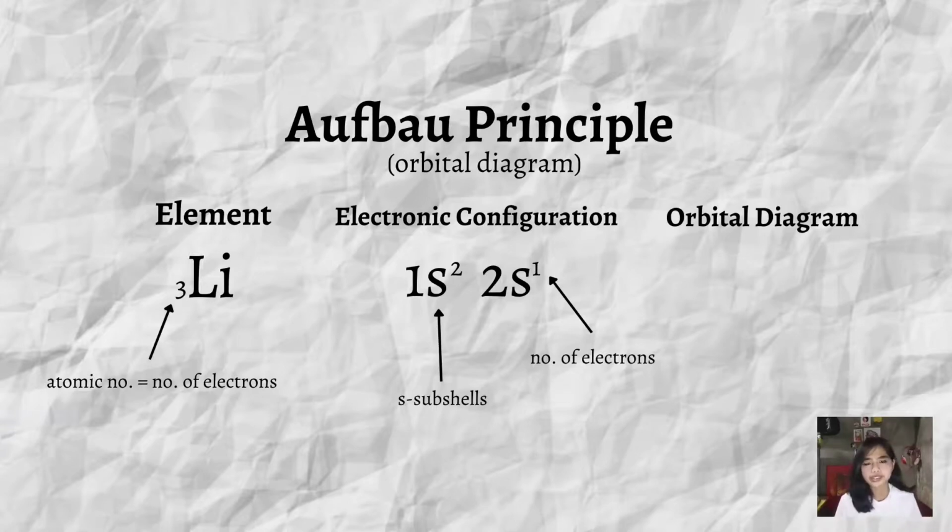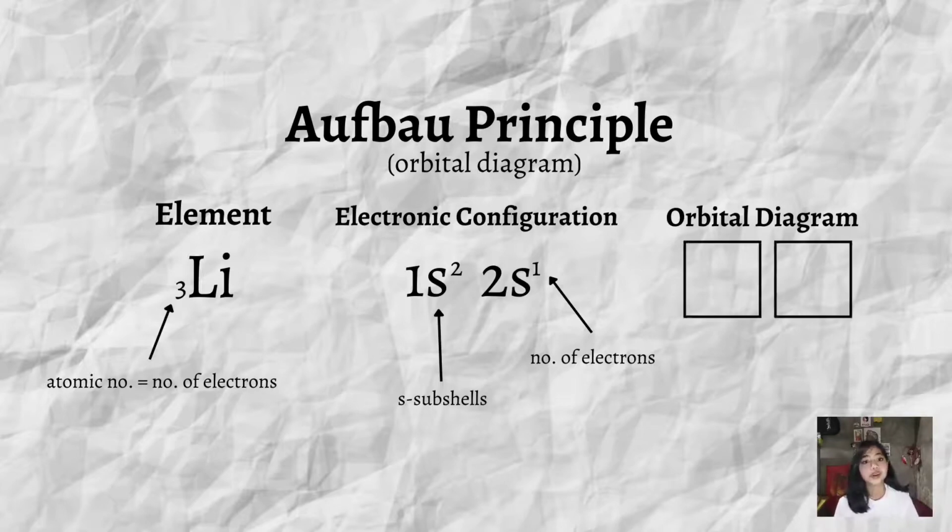So how will we graph this? Let us first draw the orbital diagram. So remember that the s subshell has only 1 orbital. The filling is from lowest energy level to highest energy level. So in 1s, we will be needing 2 electrons, in which the first electron should be placed in an upward direction and the second in the downward direction. In 2s naman, we will only be needing 1 electron, it should be placed in an upward direction. And yes, this is an unpaired electron.